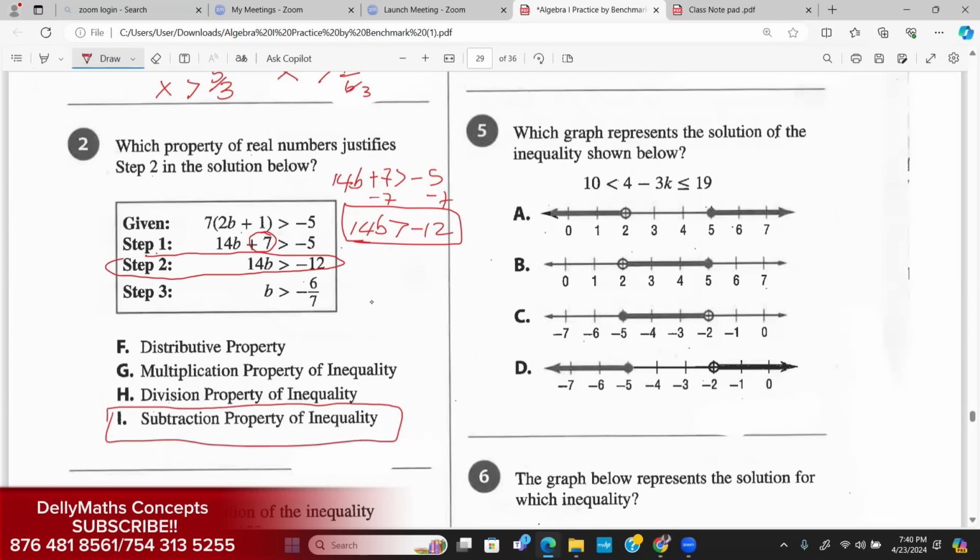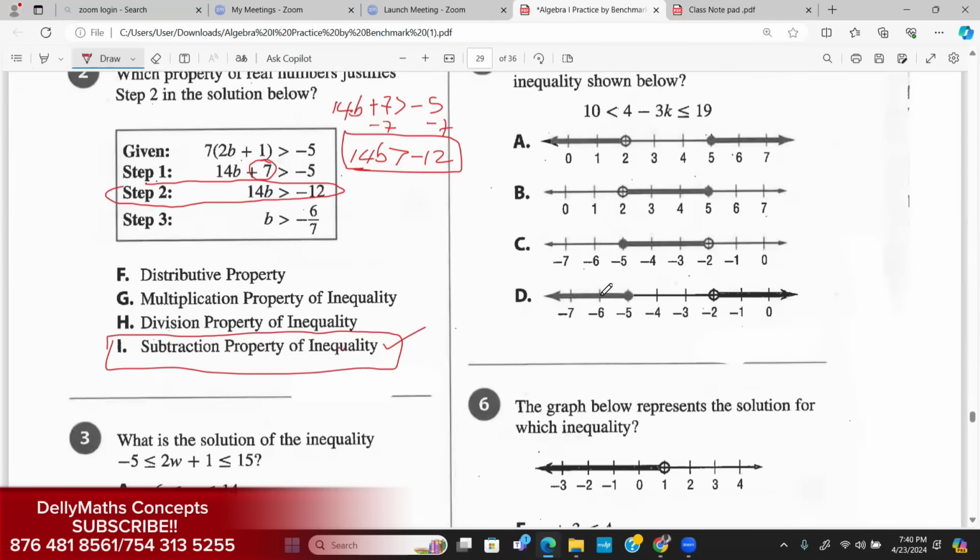The subtraction property of inequality states that the result is the same when you subtract the same number from both sides of the inequality. So we subtract 7 from the left side, and we subtract 7 from the right side. It is saying that the inequality is still the same. So this was the property that we executed right there. Let's go to number 3.